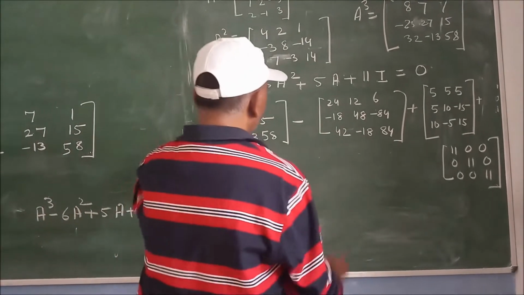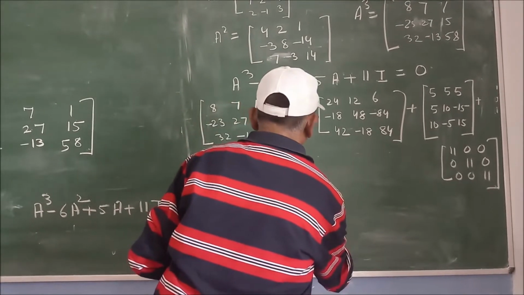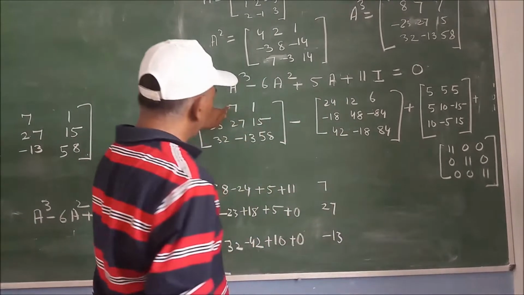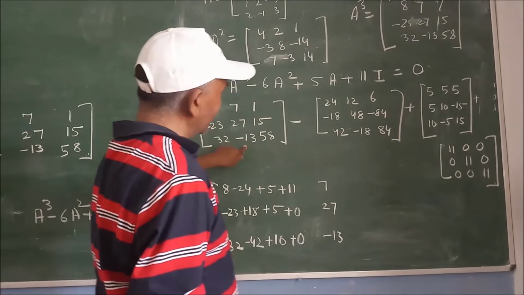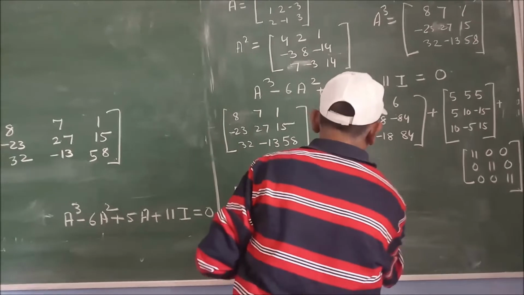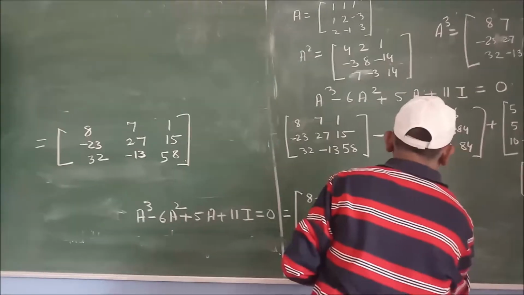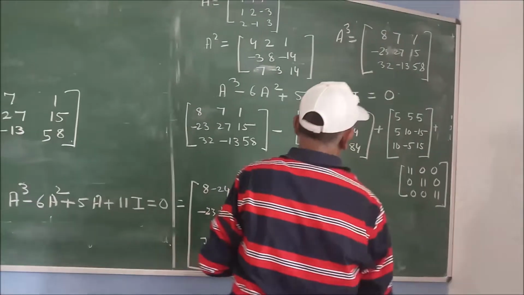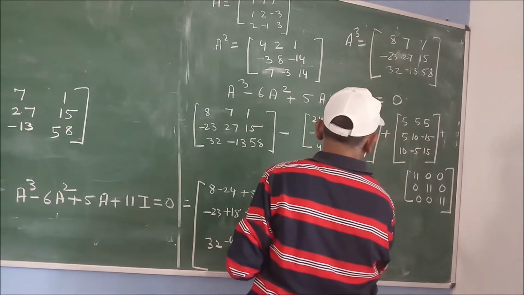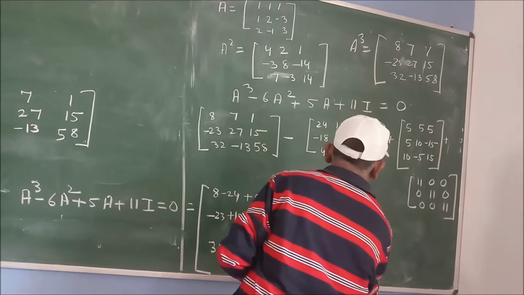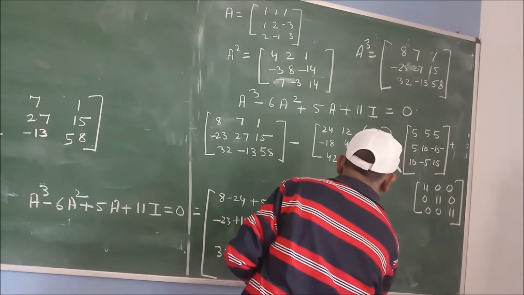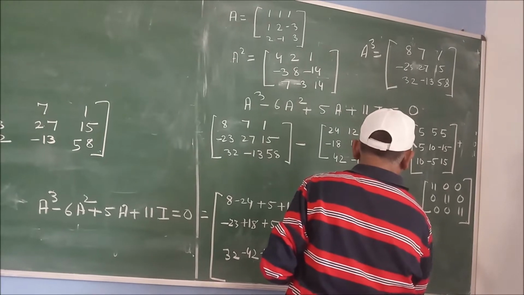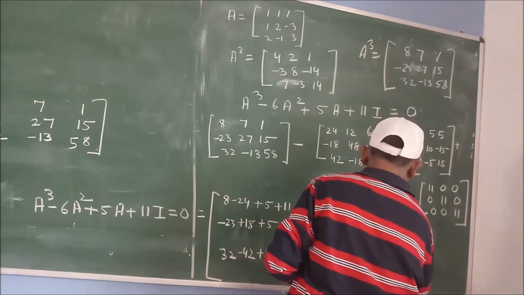And after that second element is your 7, 27 minus 13. This is your C2. Again here C2 will be minus 12 minus 48 plus 18. And here C2 will be plus 5 plus 10 minus 5. And here C2 will be 0 plus 11 plus 0.